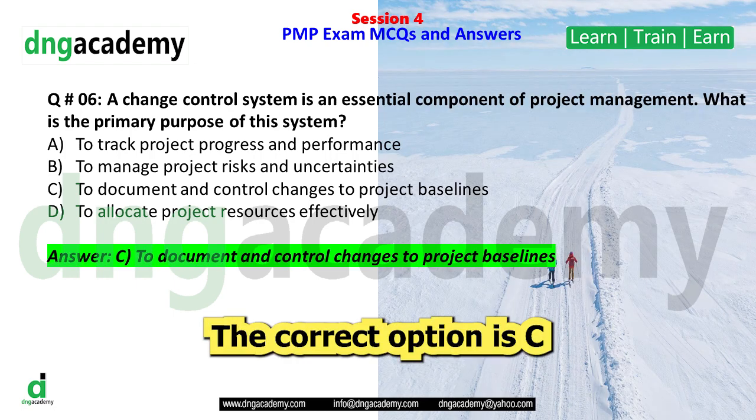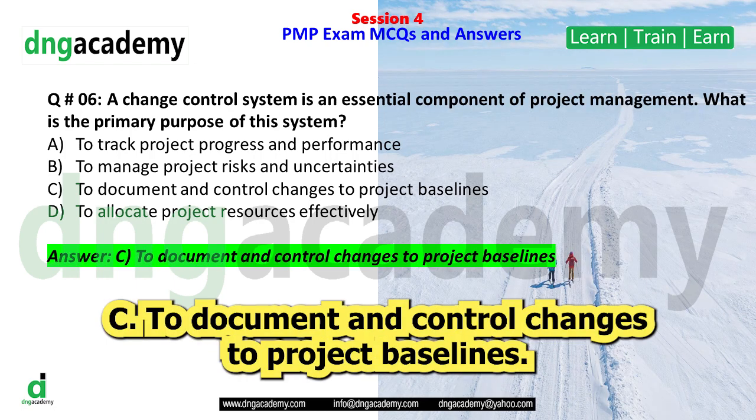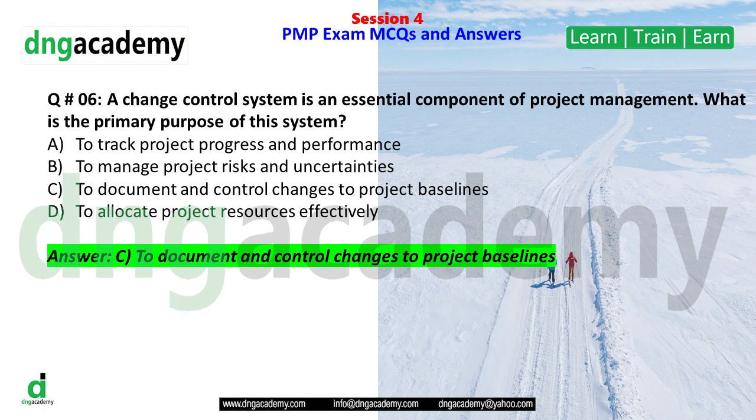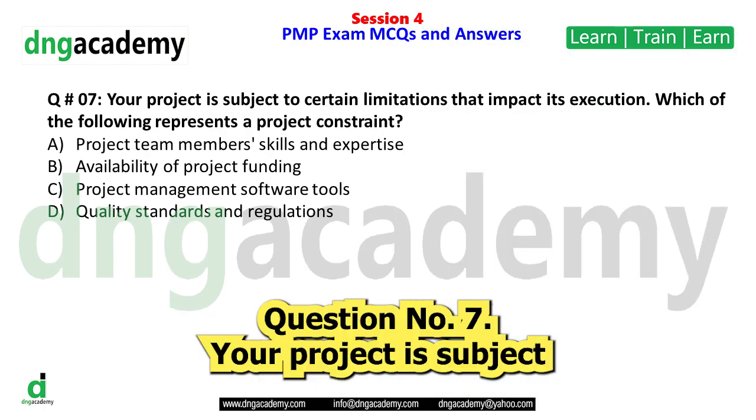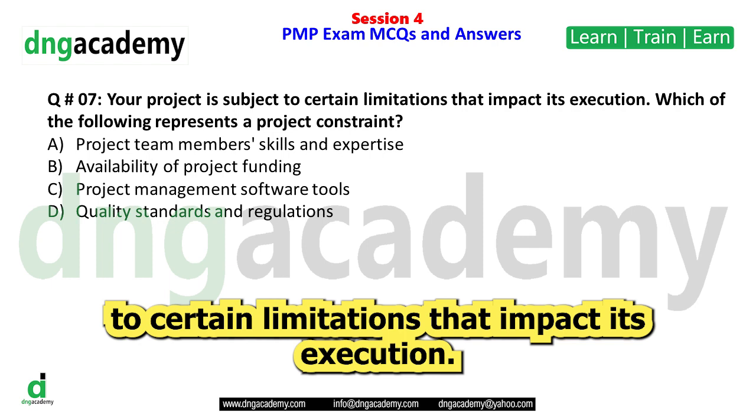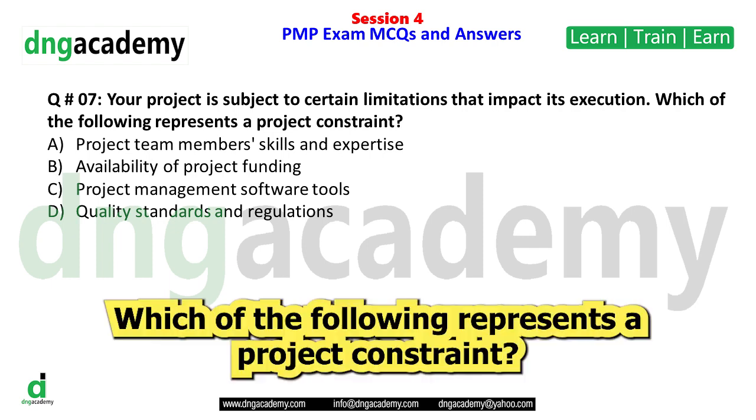The correct option is C. To document and control changes to project baselines. Question number 7. Your project is subject to certain limitations that impact its execution. Which of the following represents a project constraint?